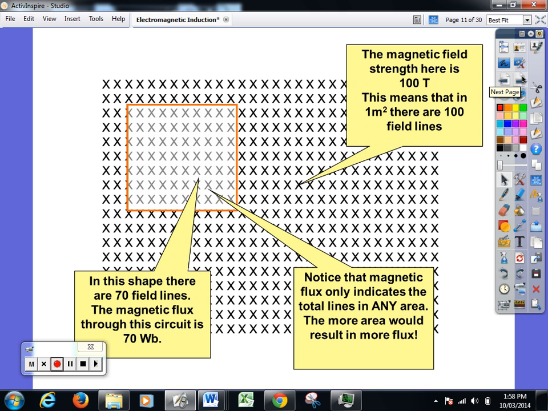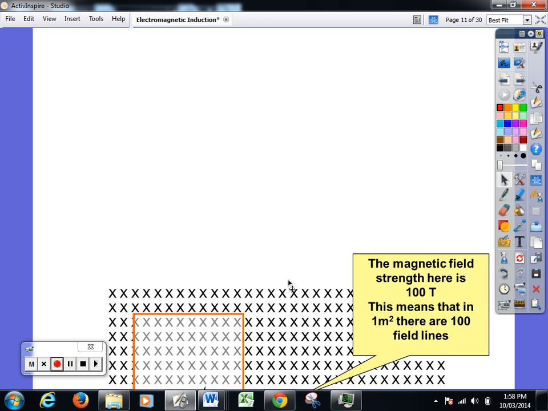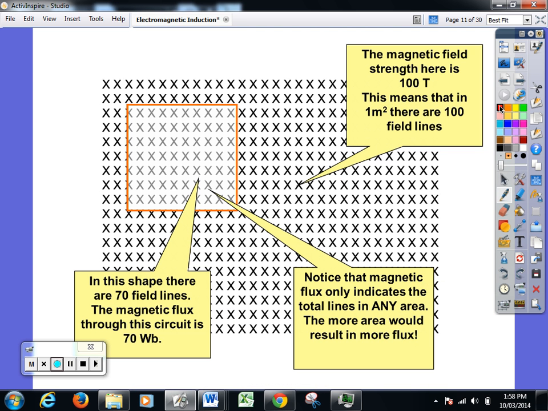So, taking this one here. I'm telling you that if you were to draw a metre squared here, let's give me a nice big red. If I do a nice big 1 metre squared, now 1 metre by 1 metre, and I count the number of field lines inside this 1 metre squared, I am saying that there are 100 field lines. So the strength of this field here is 100 Tesla, which means in 1 metre squared there would be 100 field lines. So there'll be 100 in here. Okay?